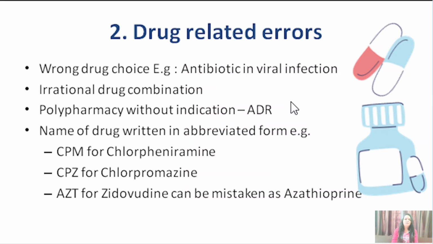Then the name of the drug, sometimes it may be written in an abbreviated form, and that can also create confusion when the pharmacist dispenses it to the patient. So for example, CPM for chlorpheniramine, CPZ for chlorpromazine, AZT for zidovudine, that can be mistaken for azathioprine. So this type of mistake can happen when you write the short form of the drug.